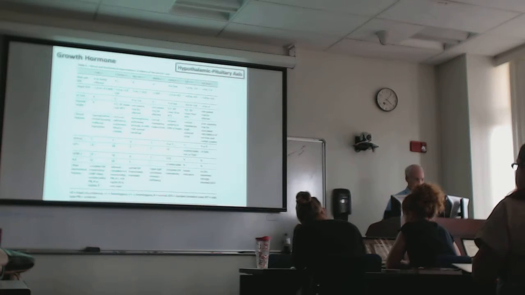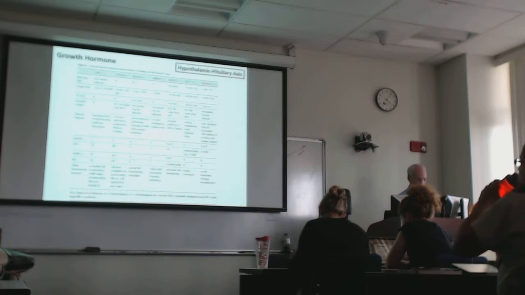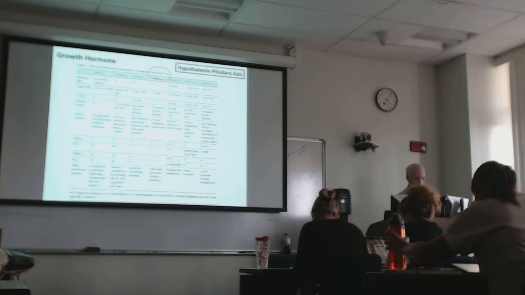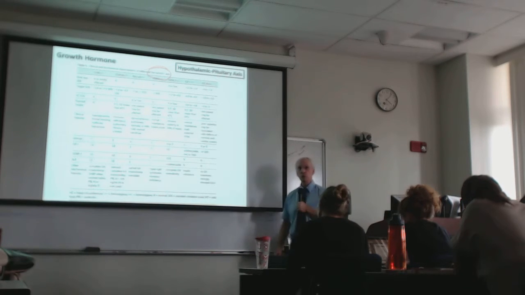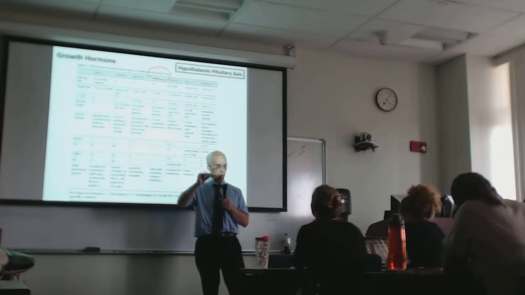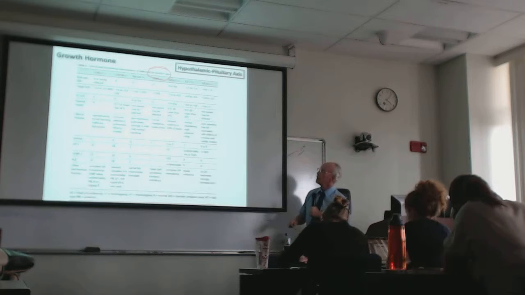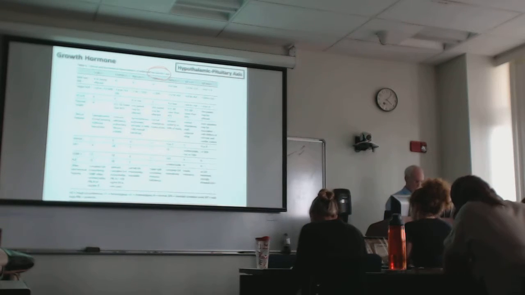Now, you don't need to worry too much about this table. If you look at the table here, it says clinical and biochemical characteristics of defects on the GH-IGF axis. What do we mean by the GH-IGF axis? Growth hormone, and what is IGF? It's the insulin-like growth factor that's released from where? The liver. All right.